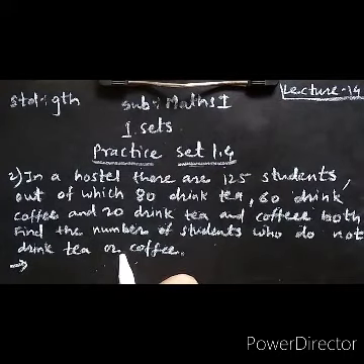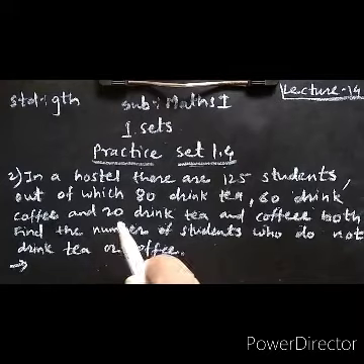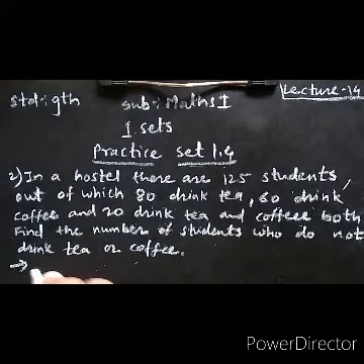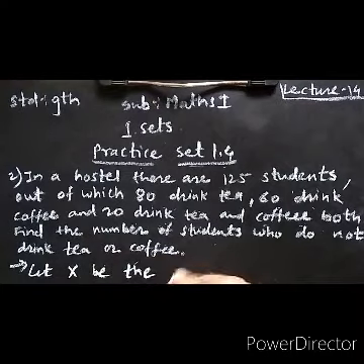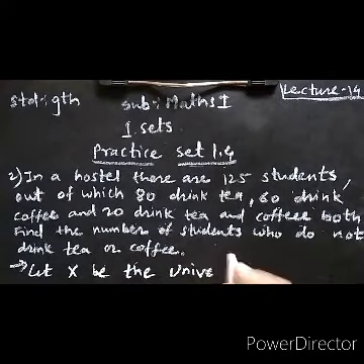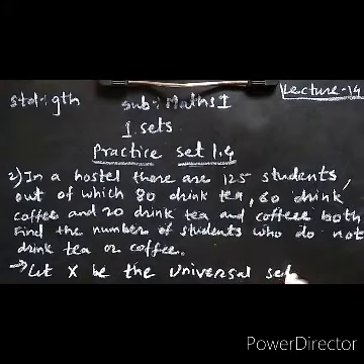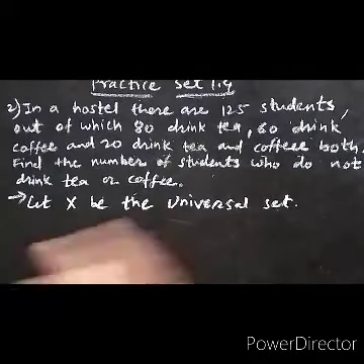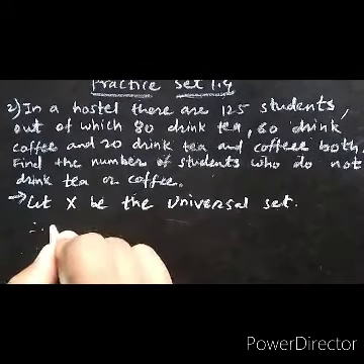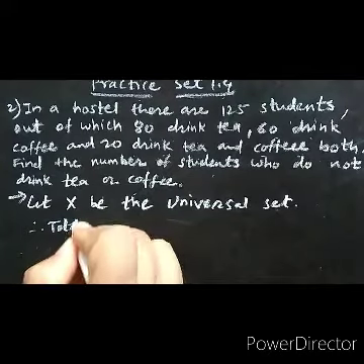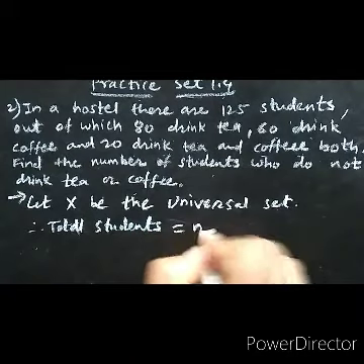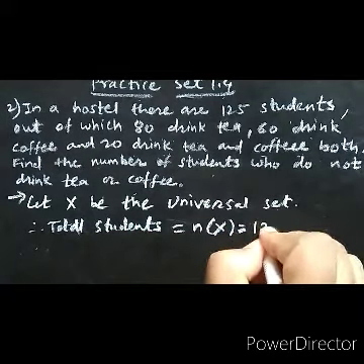Now see, in this example, there are a total of 125 students in the hostel. So consider, let X be the universal set. It means we can write total students. Therefore, total students is equal to n of X is equal to 125.